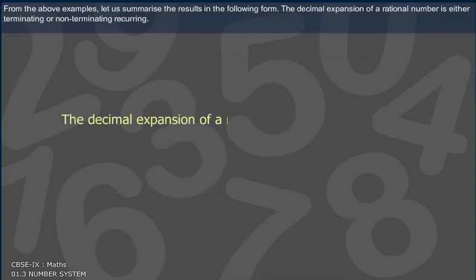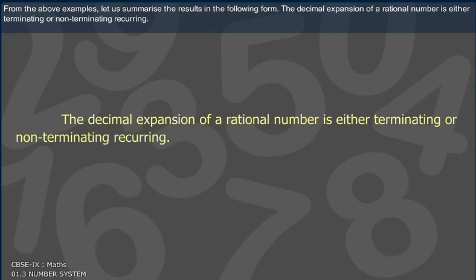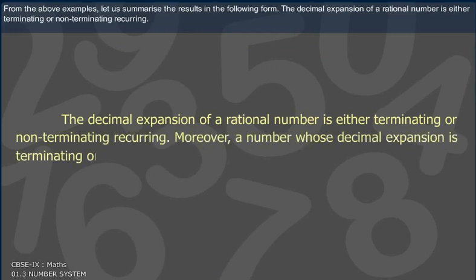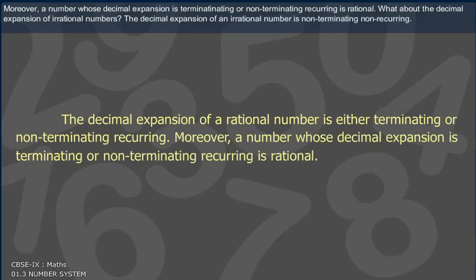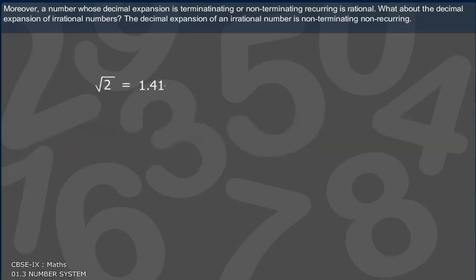From the above examples, let us summarize the results in the following form. The decimal expansion of a rational number is either terminating or non-terminating recurring. Moreover, a number whose decimal expansion is terminating or non-terminating recurring is rational.